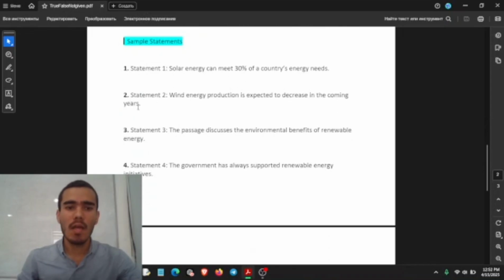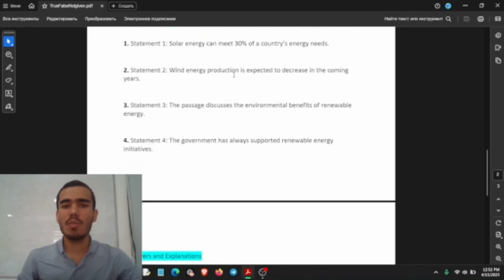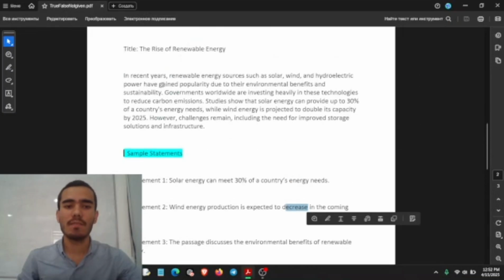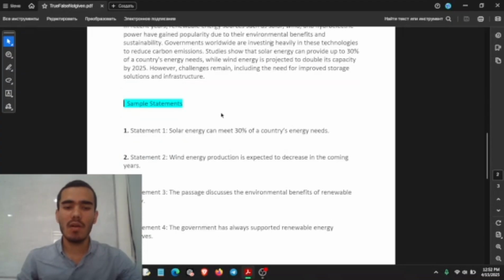That's true. Second statement, wind energy production is expected to decrease in the coming years. If you look here, while wind energy is projected to double its capacity by 2025.